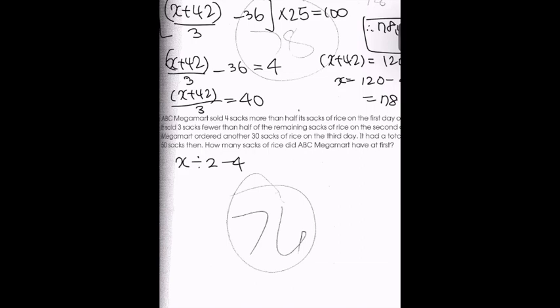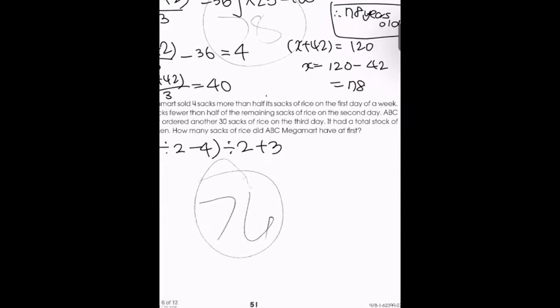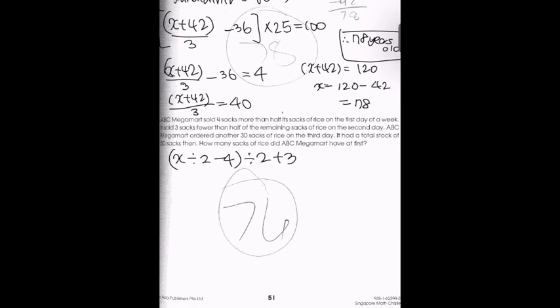And so we're going to divide that by 2 and add 3 since it was 3 sacks fewer. So they sold 3 sacks fewer, so in the case of ABC Megamart, they're going to have 3 more. And then ABC Megamart ordered another 30 sacks of rice on the third day. So we're going to add 30. And then that resulted in 50.